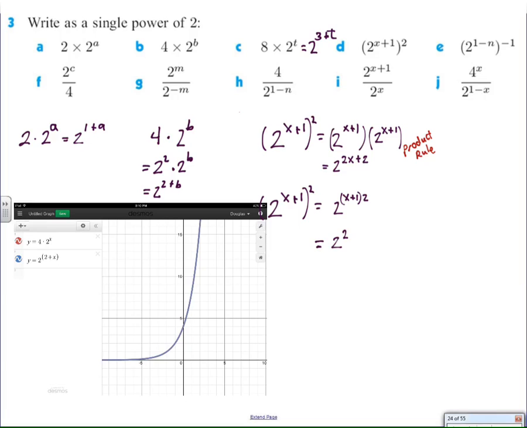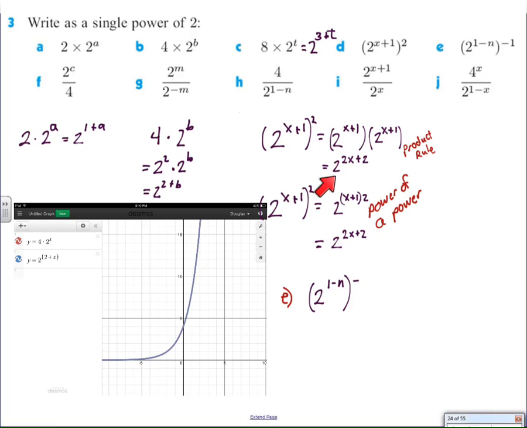Or I could just multiply the exponents. 2 times x plus 1 is 2x plus 2, and that's using power of a power. So you don't have to do these two different ways, but it certainly helps if you do two different approaches and get the same result. This is a way of actually supporting your answer without having to use technology, for example.